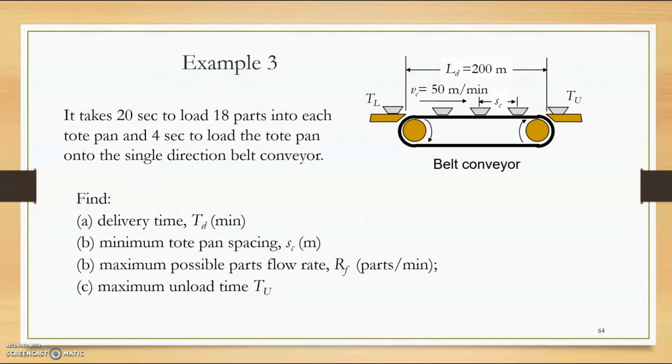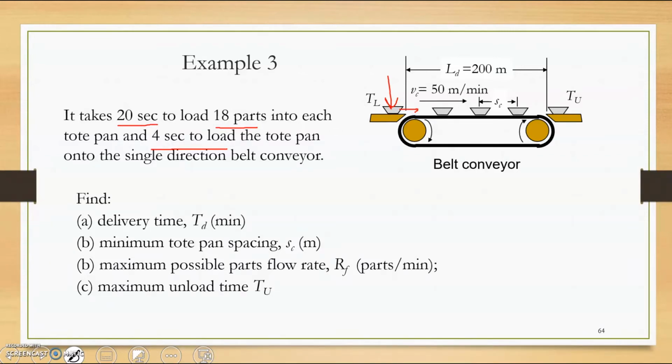Okay, in example 3, this is about a conveyor belt problem. We have this single direction belt conveyor. On the conveyor there are tote pans. In this example it says that it takes 20 seconds to load 18 parts into each of the tote pans, and 4 seconds to load the tote pan onto the single direction belt conveyor.